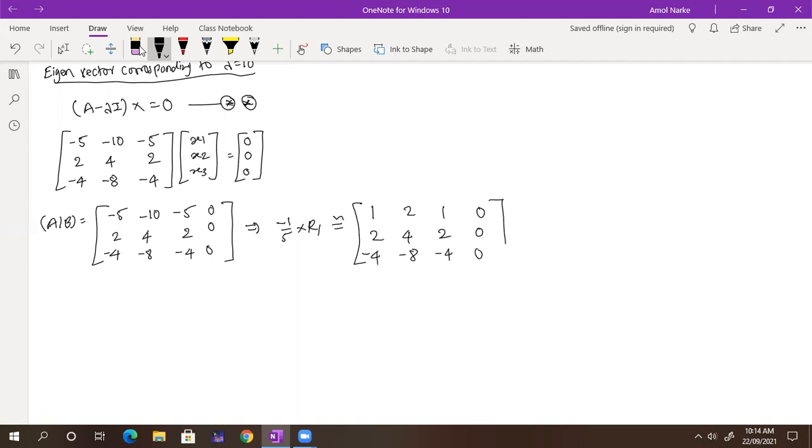Someone is saying if I subtract R1 and R3, it's okay. That you can apply also, no problem. If you multiply that by 2 and add here, you will get 1 here. You can use any operation, it doesn't matter. So now tell me what operation I should use so I will get 0 here. R2 minus 2 times R1, correct. And R3 plus 4 times R1. Absolutely correct.